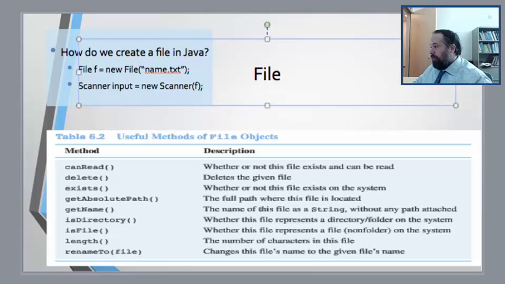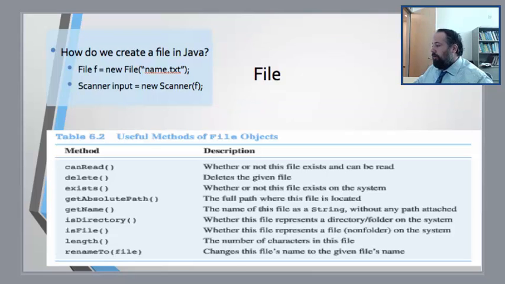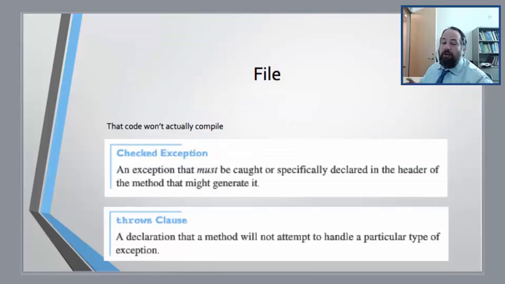Let's go back to our PowerPoint here and go along a little bit. This code won't compile because of what's called a checked exception. A checked exception is an exception that must be handled. You are not allowed to ignore it. You either have to catch it or you have to throw it. If you throw it, you handle it by saying, I don't handle this, let the next guy handle it. Or if you catch it, that means that you create some type of error handling. It says, if we can't find this file, we will do X, Y, Z.